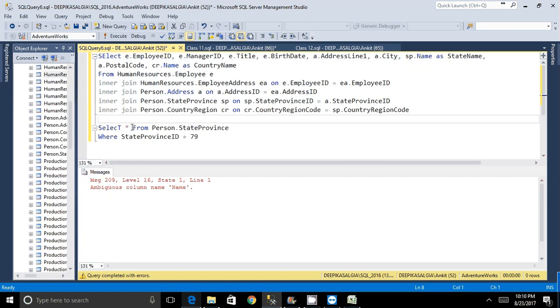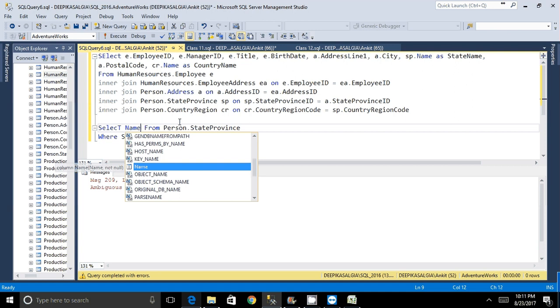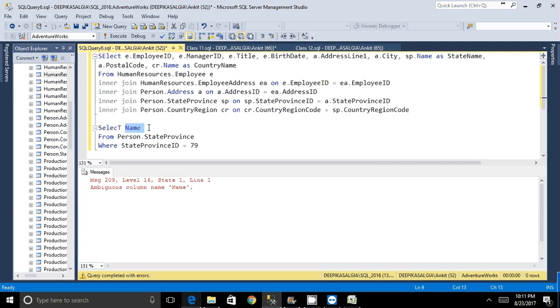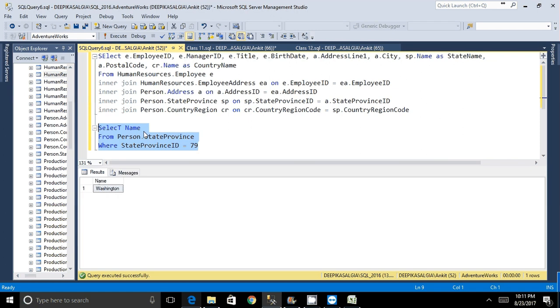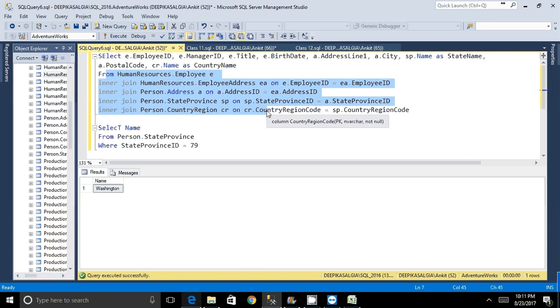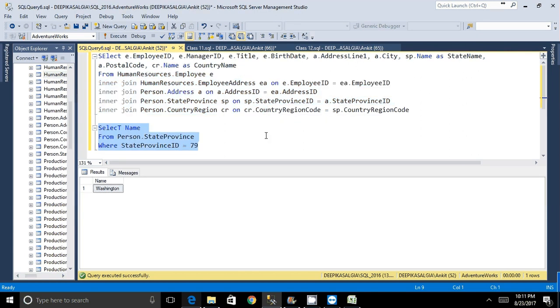If it's just one, it's okay. You can just say the name in here. It doesn't matter because you have only one column that is name in the state province table. So it's fine to call the name in here, but you cannot do it here because in the from clause you have two tables that contain the same column name. Okay.